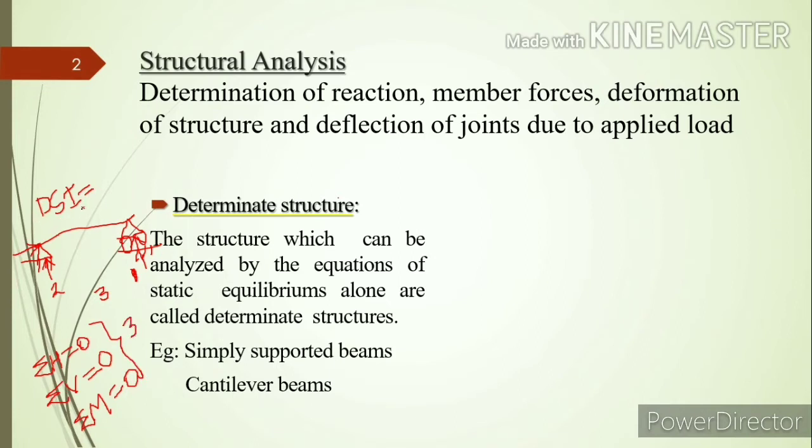So degree of static indeterminacy is the number of unknown reactions minus the number of equations of equilibrium. For a simply supported beam, the number of unknown reactions is 2 plus 1, which is 3, and the number of equilibrium equations is again 3. So the degree of static indeterminacy is equal to 0. So for a determinate structure, the degree of static indeterminacy is equal to 0. Similarly, we can say that if the degree of static indeterminacy of a structure is equal to 0, such structures are called determinate structures. Examples: simply supported beams and cantilever beams.